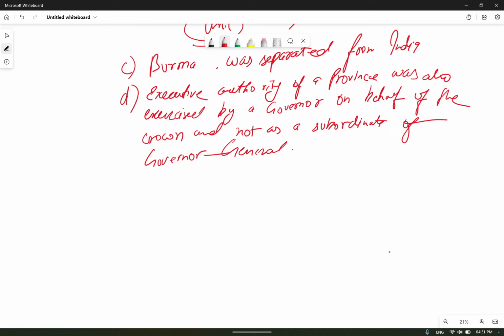The executive authority of the center was vested in the governor general on behalf of the crown. Whether things are to be executed or not, and how they are to be executed, that power vests with the governor general.